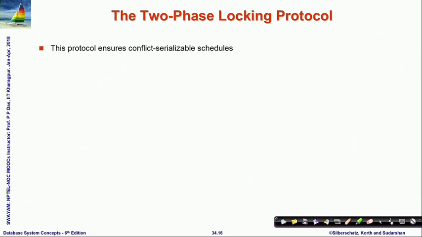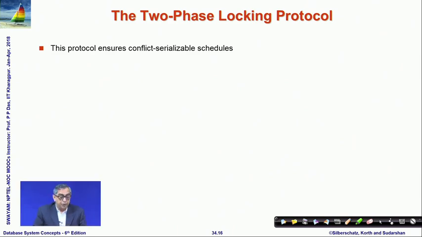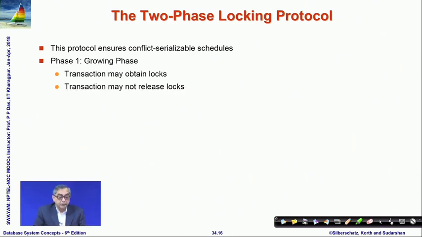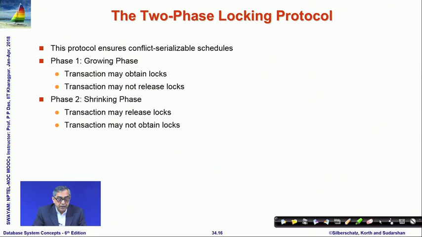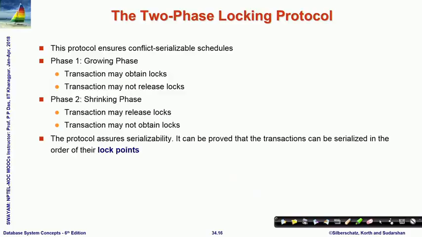So, let us look at the most widely used protocol. This is called the two-phase locking protocol, which guarantees conflict serializability. It does a simple thing. It has two phases: a growing phase, where a transaction may obtain locks and may not release any lock, and a shrinking phase, where the transaction may release locks and may not obtain any locks. So, you are just separating out the grant of locks, holding of locks, and the releasing of locks into two different phases. You do not mix them up, and those are the two phases of the locking protocol.